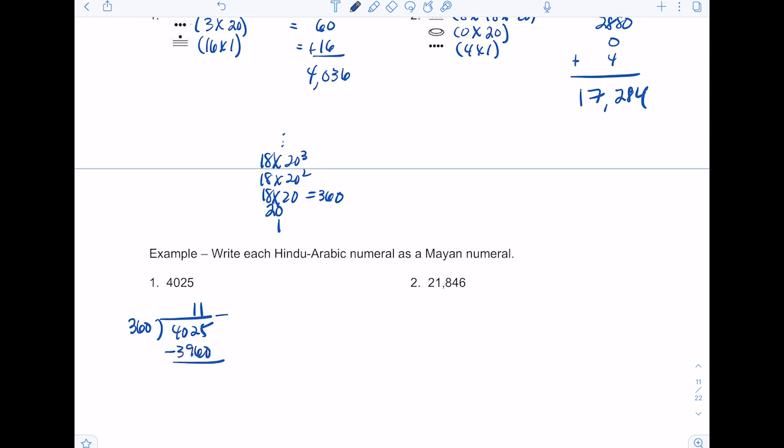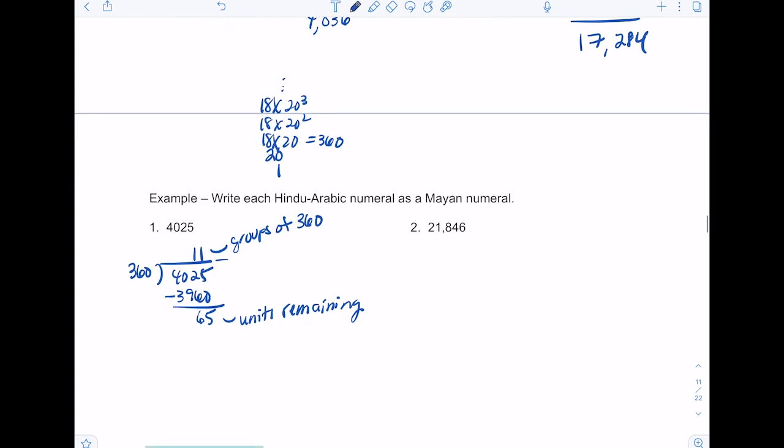So I'm going to subtract that, and you would get 65. So that's my remainder. That means you've got 11 groups of 360 and then 65 units remaining. Okay, so this represents groups of 360, and then this is the number of units remaining.